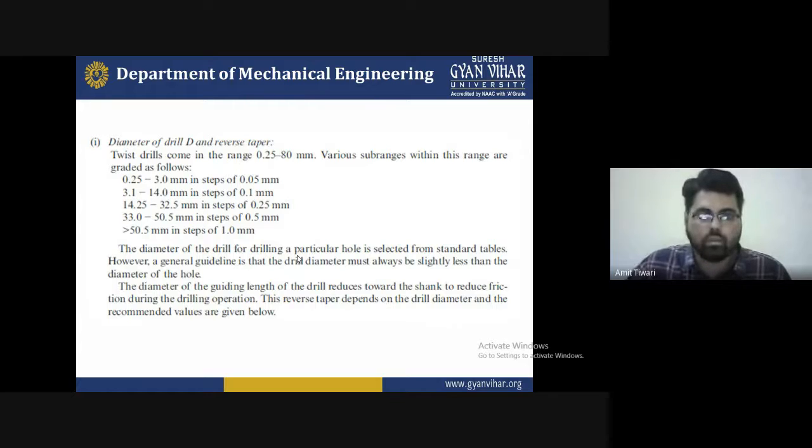And the diameter of the drill for drilling a particular hole is selected from a standard table. However, a general guideline is that the drill diameter must always be slightly less than the diameter of the hole. And the diameter of the guided length of the drill is reduced toward the shank to reduce the friction during the operation, and this reverse taper depends on the drill diameter, and the recommended values are given below.